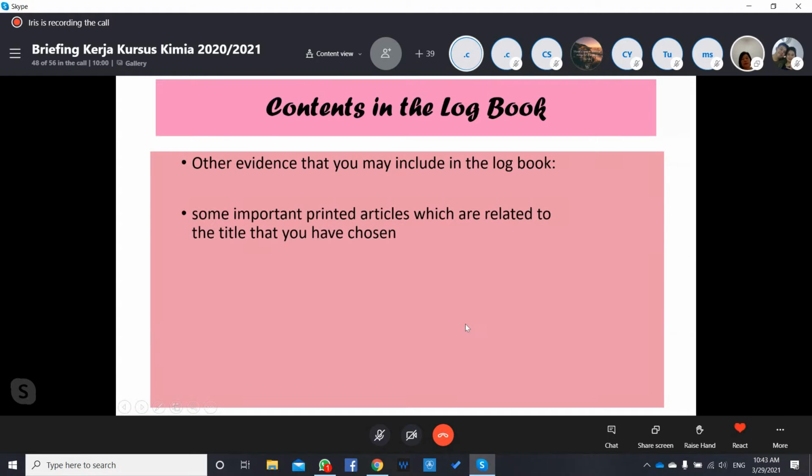Other than that, what else? What other evidence do you need to provide in the logbook? Logbook is like your diary of your project. So some important printed articles. Maybe along the way you search some material, you find that this material is very useful. Then you print out 1 or 2 pages. Okay, you can paste it in your logbook.